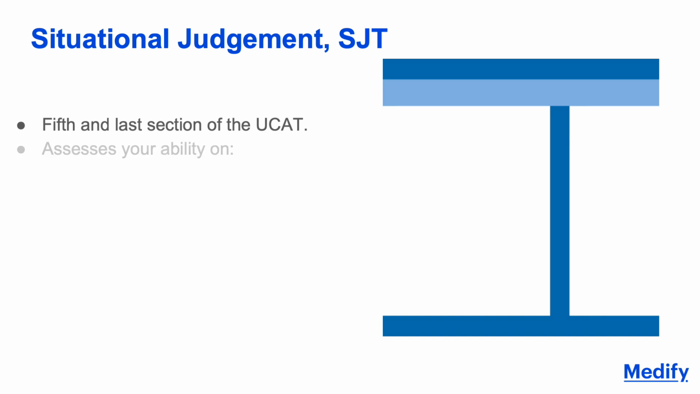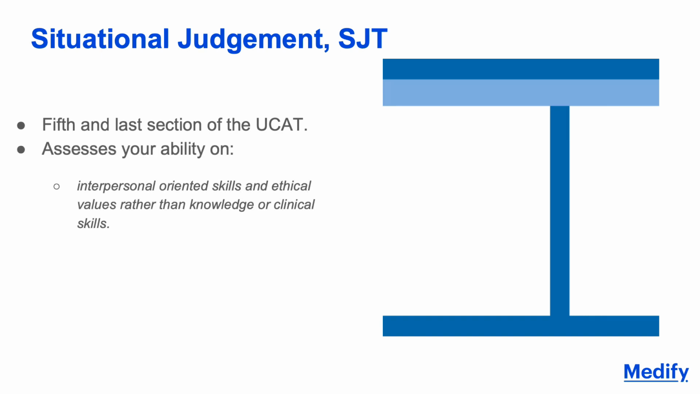The 5th and final section is the SJT. This assesses your ability on interpersonally oriented skills and ethical values, rather than knowledge or clinical skills. This is important because doctors are professionals who must be ethical and be able to work effectively in a team. Scandals have marred the reputation of the medical profession and hospitals in this last decade. The SJT has emerged as a method to assess how individuals should behave in professional environments. So in this test, you will have to answer 69 questions in 26 minutes. There are 2 question types: appropriateness and importance.